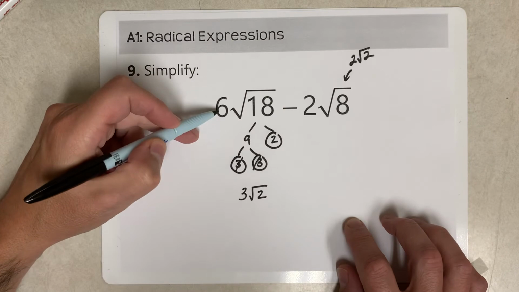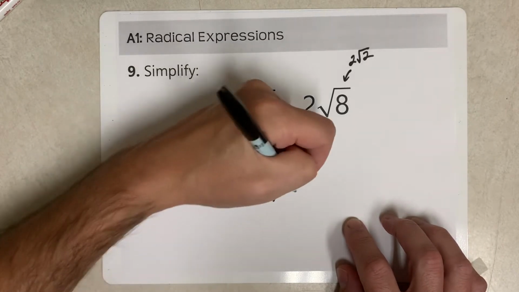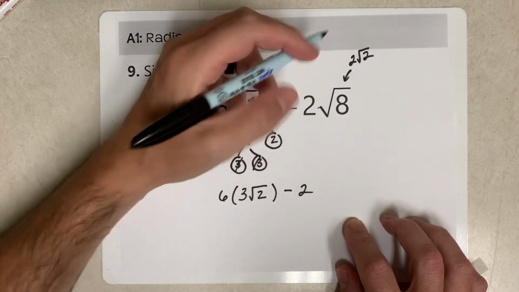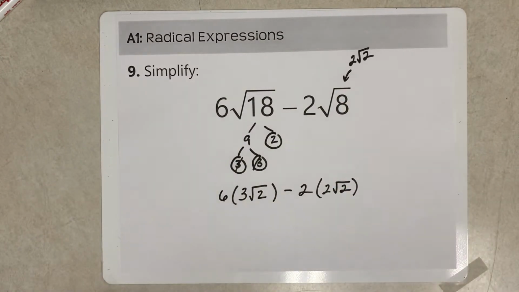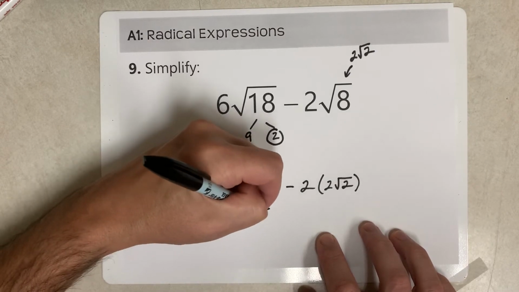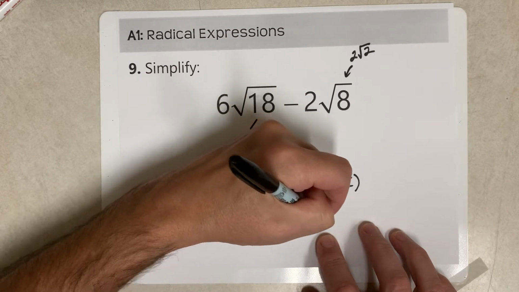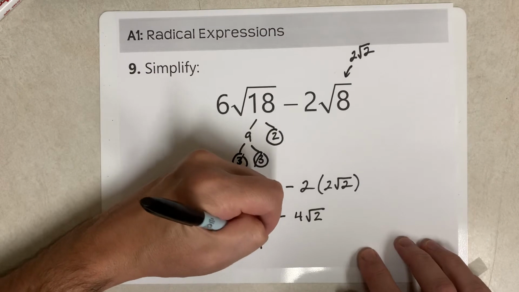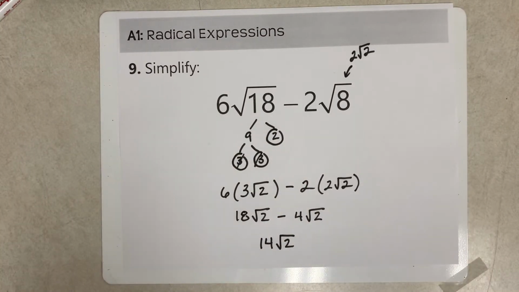But there's still a 6 here, so we got to multiply that by the 6 that's already there, minus 2 times, and now we got to replace that root 8 with 2 root 2 in parentheses. Okay, so we got 6 times 3 is 18 root 2's, minus 2 times 2 is 4 root 2's. 18 take away 4 is 14. And so our final answer would be 14 root 2.